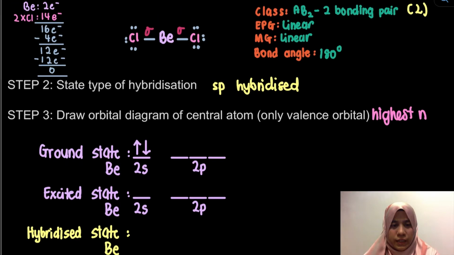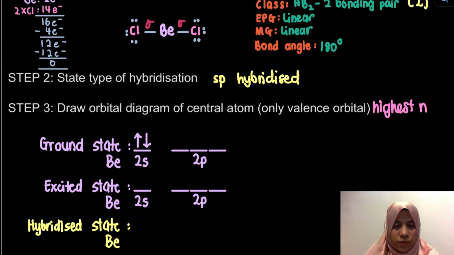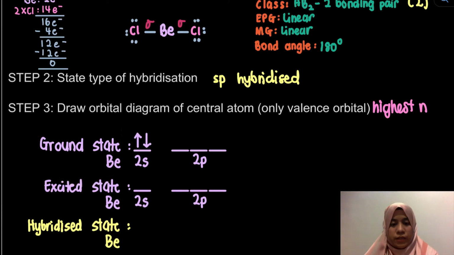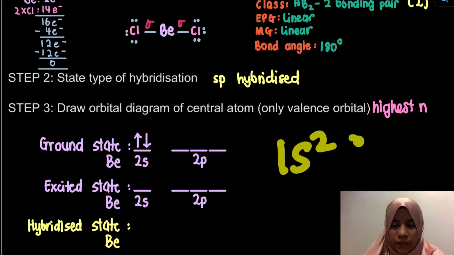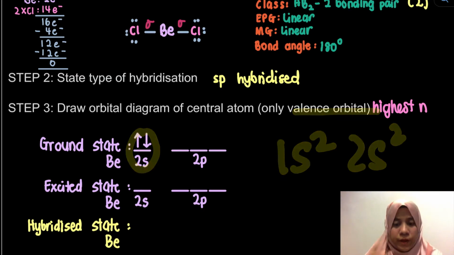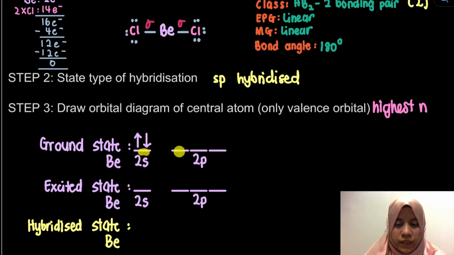Okay, so now let's look at the ground state. The first step you have to do is the ground state of beryllium, your central atom. So your central atom is 1s2, 2s2, right? We're talking about the valence orbital, so 2s2. It is paired up. So first it is the ground state.